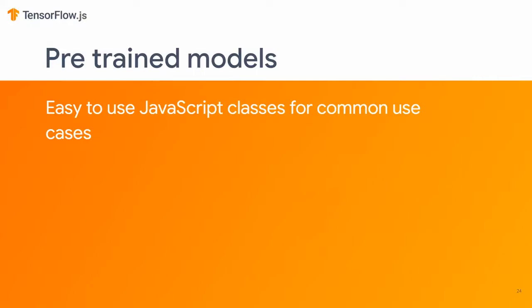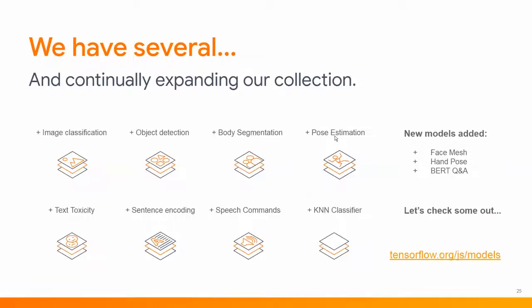So there's 3 ways you can talk about using machine learning in JavaScript, and I'm going to go through all of those now. The first one is pre-trained models. These are essentially really easy to use JavaScript classes for common use cases. And you can see we have many of these already, from object detection, body segmentation, which allows you to find where the body is in an image, pose estimation to detect the skeleton, and we've got speech commands and much, much more.